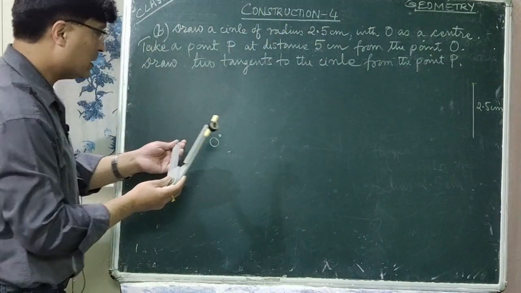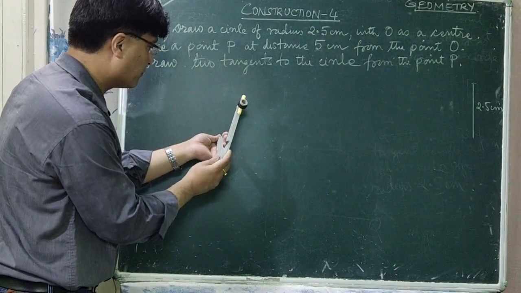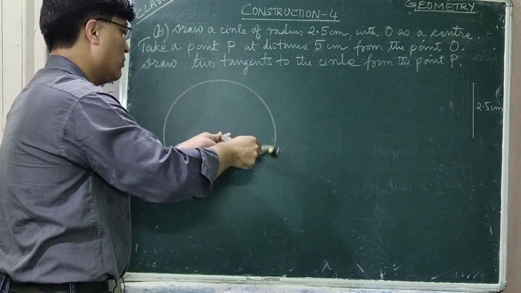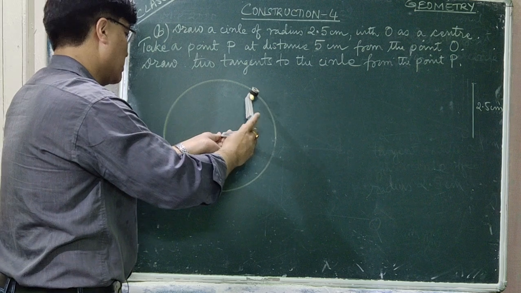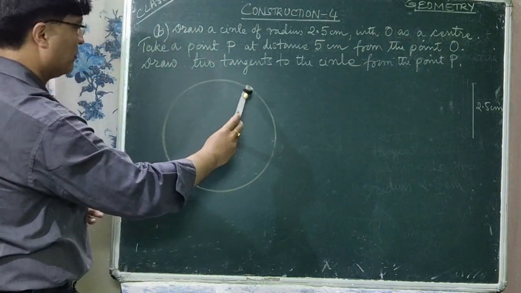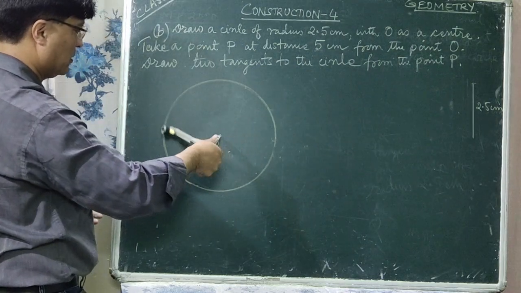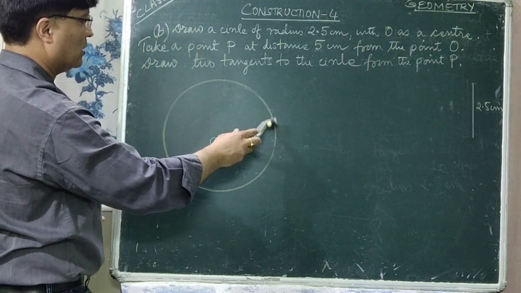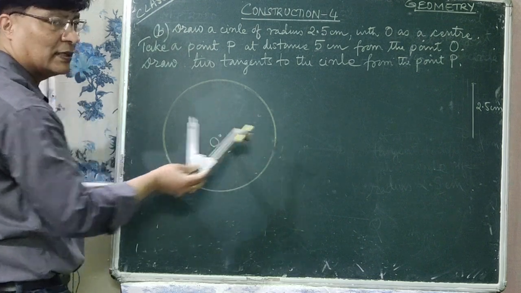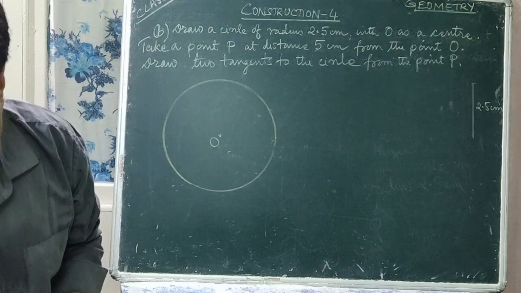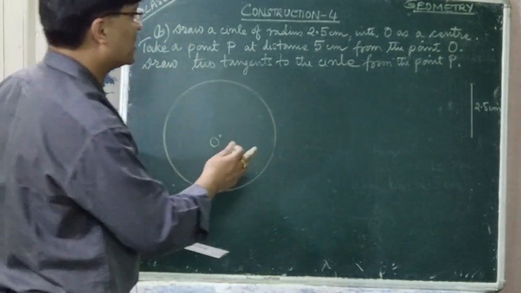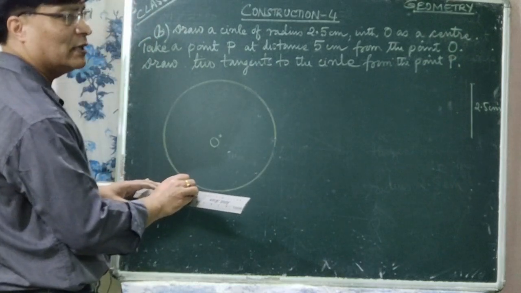Now the pointed needle is kept at the center O, and then draw a circle. You draw a circle with O as the center. So we have drawn a circle out here. This is a circle, right? Now, take a point P outside the circle, which is at a distance of 5 cm from the center O.